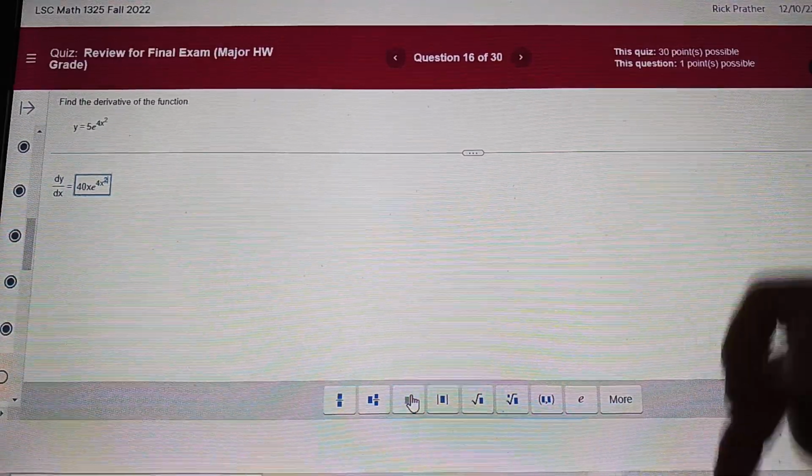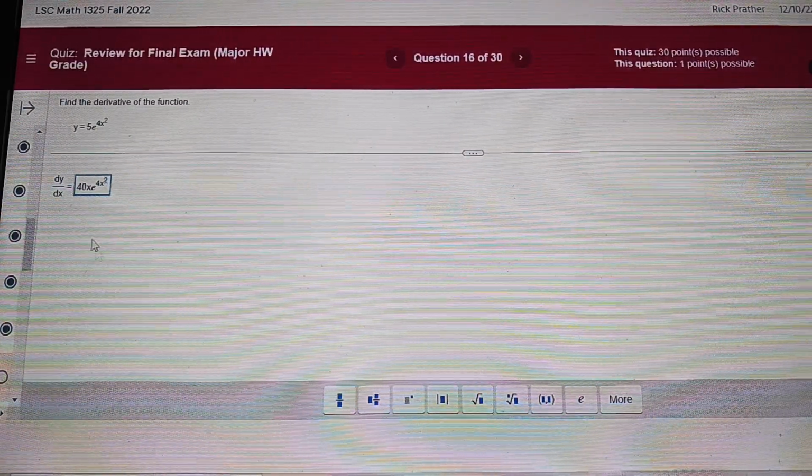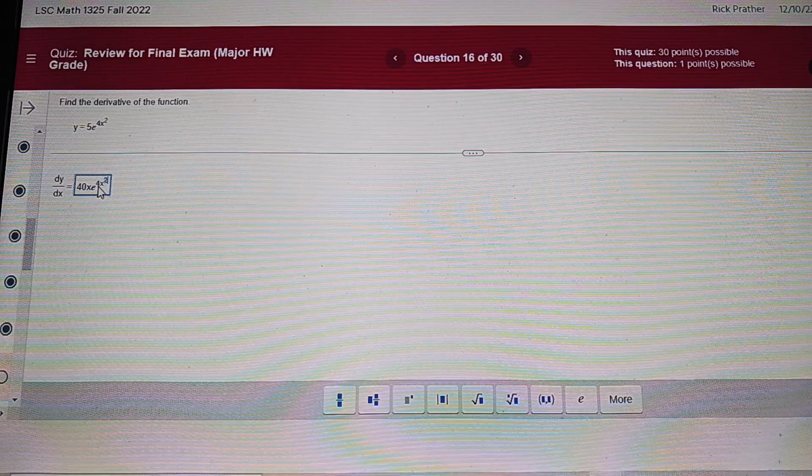And then you got an exponent inside of an exponent, because the 4x is up in an exponent, and then the square is an exponent of that exponent.